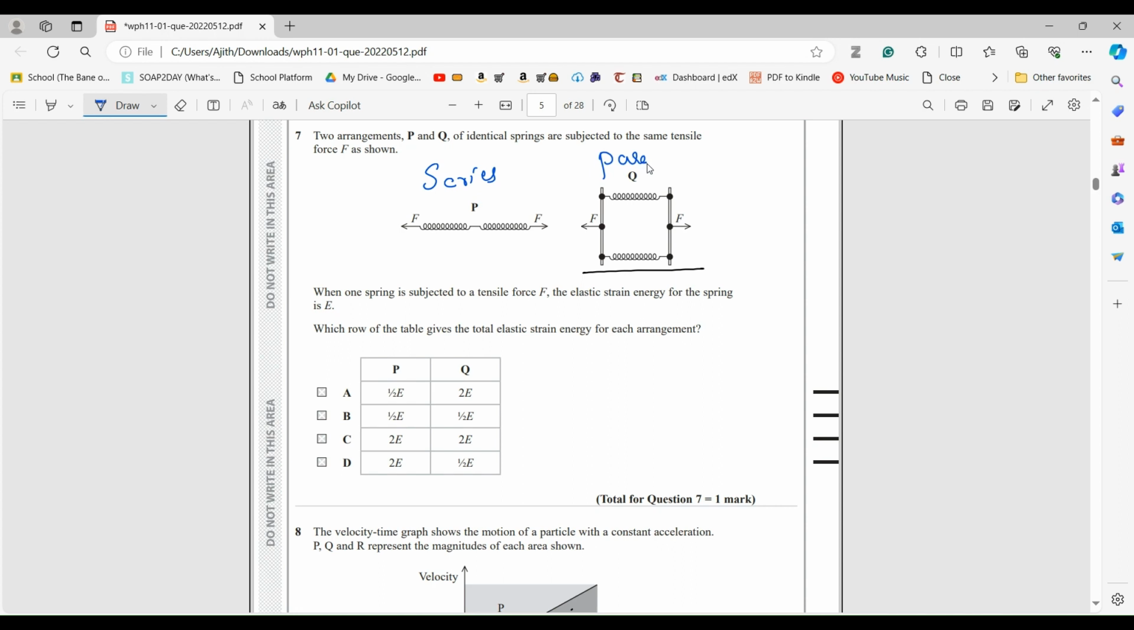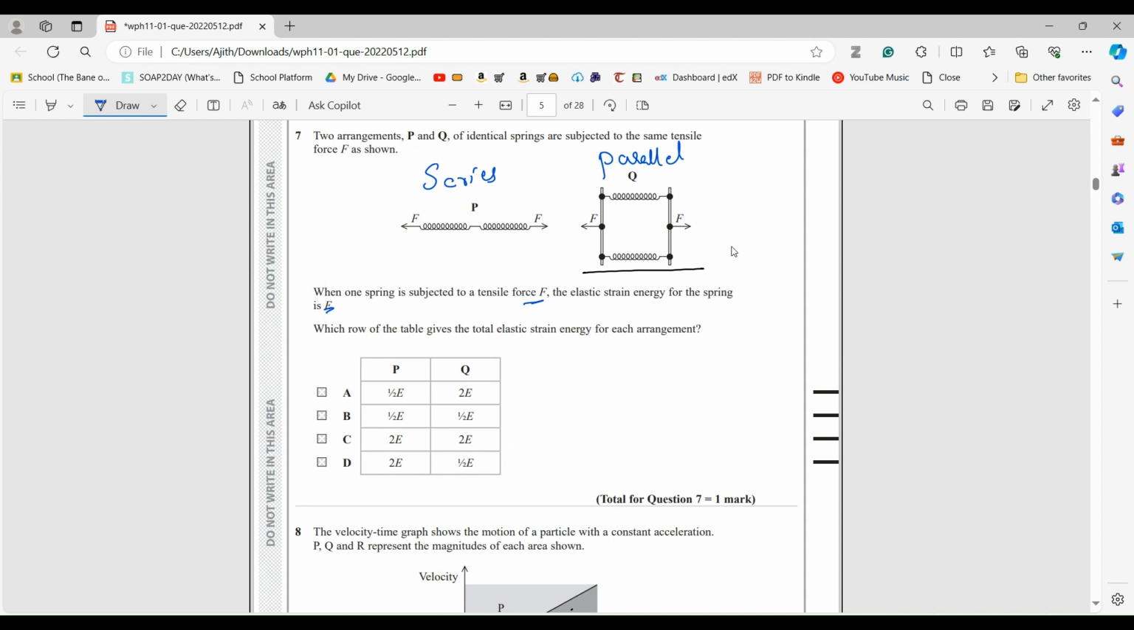These two arrangements are, this is a series arrangement and that's a parallel arrangement. Okay. In a series arrangement, the extension increases. In a parallel arrangement, the extension is smaller compared to that in a series arrangement. Okay, so when the extension increases, the elastic strain energy also increases. So that gives us the options C and D. So elastic strain energy will increase because they say for one spring, if it's E, there are two springs involved. So it will be 2E. So we have the options C and D as 2E.